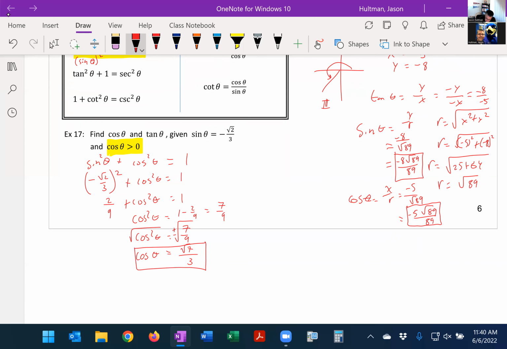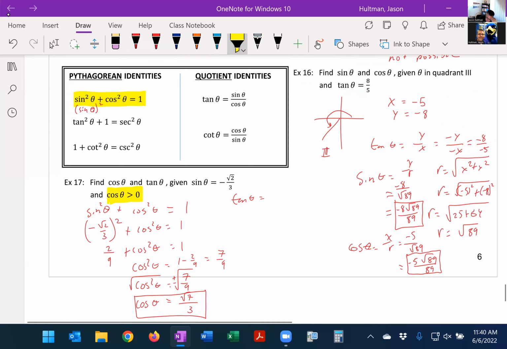Okay, now we want to find the sine of theta. I'm sorry, the tangent of theta. Well, the tangent of theta is just equal to the sine of theta over cosine of theta. And we know that we're given the sine of theta, and we know now what the cosine of theta is. So we just want to find the proportion of sine to cosine. And so we're going to get sine theta over cosine theta.